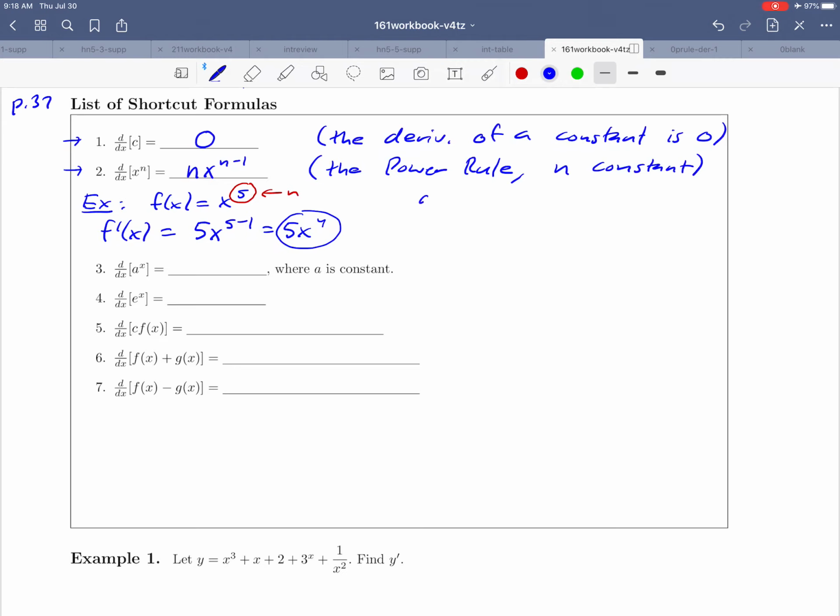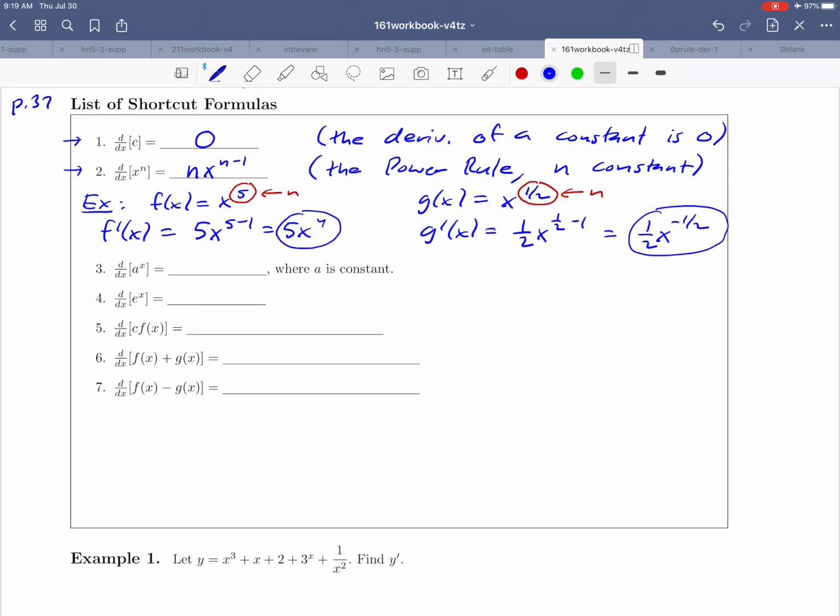Okay, let's look at another example. What if we started with x to the 1/2 for our function? Okay, well again, that's x raised to a constant power. This time the power is 1/2, so that's our n. And so taking its derivative, we would get nx to the n minus 1. That's going to be 1/2 x to the 1/2 minus 1 this time. And if we simplify that, 1/2 minus 1 is just negative 1 over 2. And there's our derivative.